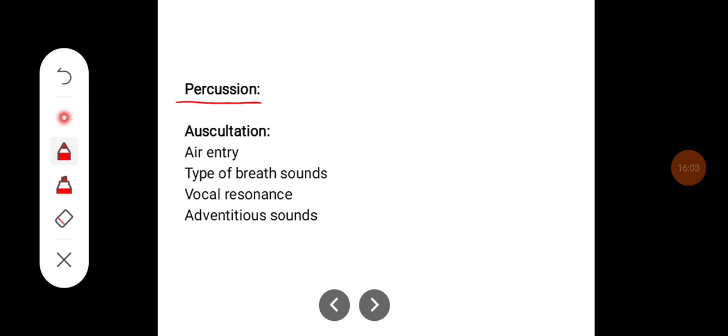Then percussion has to be noted in all the lung fields, whether it is resonant, hyperresonant or dull. Then in auscultation you have to look for the air entry and the type of breath sounds, whether they are vesicular or bronchial breath sounds, and mention the vocal resonance, whether it is equally heard on both sides. Then you should mention the adventitious sounds, that is, the crepitations or rales or rhonchi or wheezes.